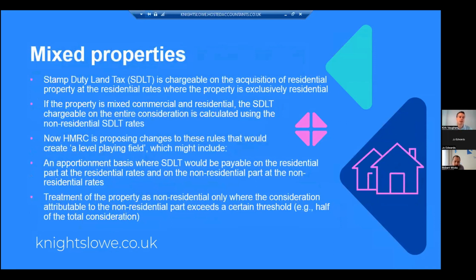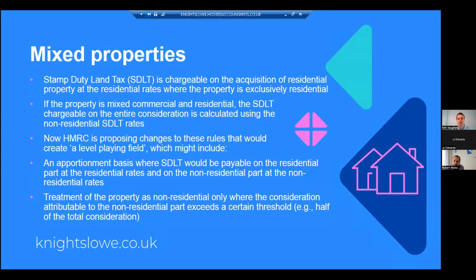Also, some proposed changes for stamp duty land tax. So this one relates to mixed properties, and by mixed properties, I mean something that has both residential and non-residential elements to it. Typically, this will either be where you've got a shop with a flat above the shop, or sometimes landed estates where you might have a house with some farmland or some offices or something like that, which is also on the same purchase land, if you like.